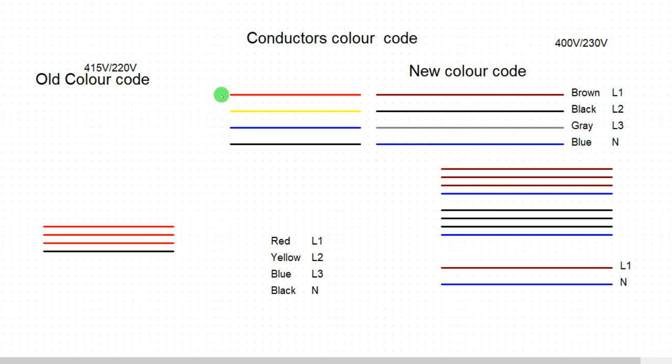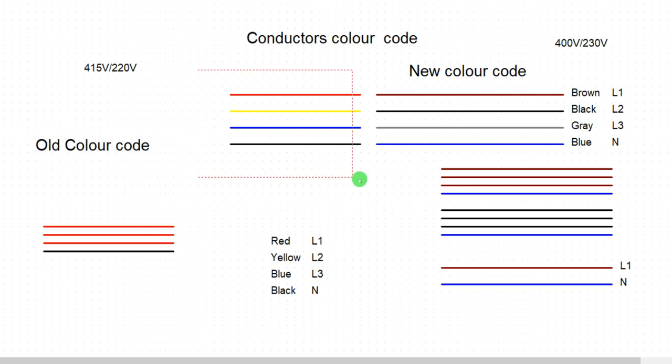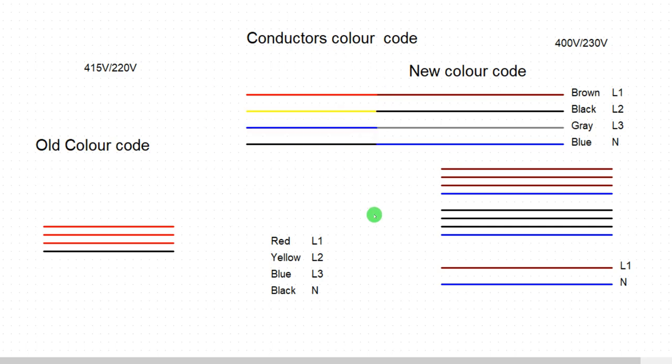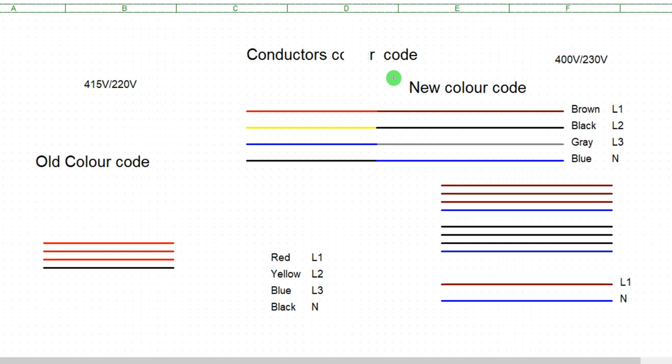So this is what you do. You are going to join them this way, but when doing that, you should understand their colors. So this is how you make your joint. Red is going to join with brown. Yellow is going to join with black. Blue is going to join with gray. Black is going to join with blue. So this is what you do.